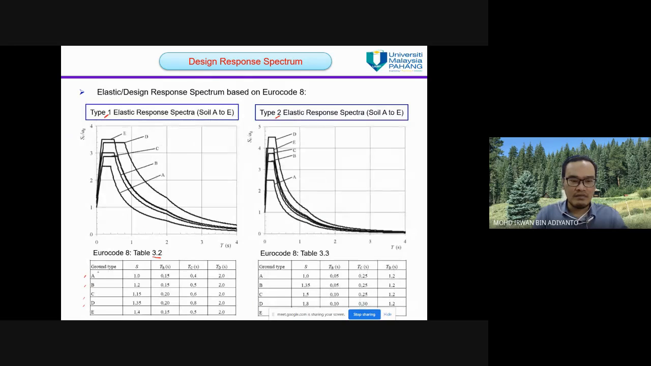This you can refer to Eurocode. This is the rock, and it moves from A, hard, to soft. Okay, we can say from hard soil to soft soil. You can see this is the soil factor, and these are the values of TB, TC, and TD given for every soil type.